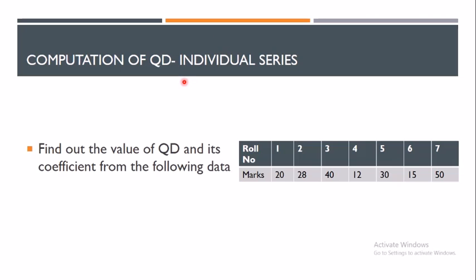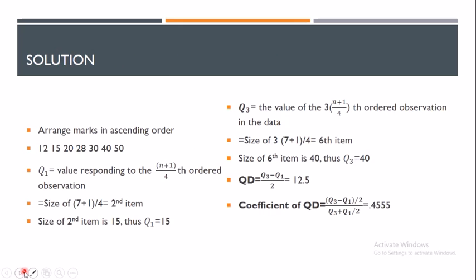Now we will straight away move on to the computation of quartile deviation problems in the individual series. We are given the problem to find out the quartile deviation and its coefficient from the following data. We are given certain roll numbers and marks. Let's see how to find out quartile deviation and the coefficient of quartile deviation. First of all, you have to arrange the marks in ascending order. Then you have to find out Q1.